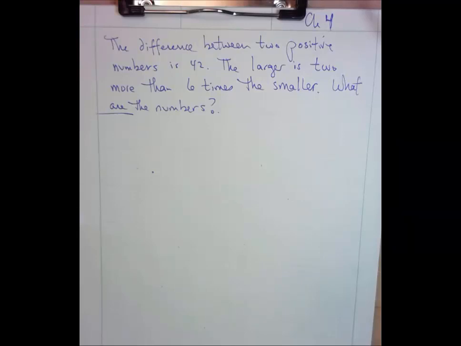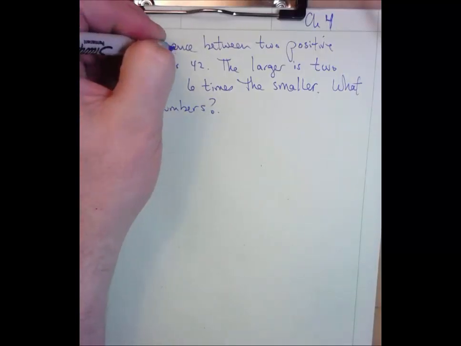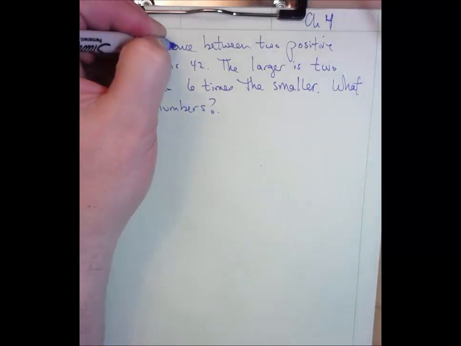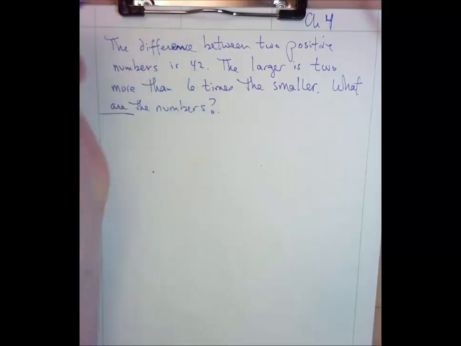So we're told that the difference, and wow, that handwriting is bad. D-I-F-F-E-R-E-N-C-E, okay, whatever. The difference between two positive numbers is 42. The larger number is 2 more than 6 times the smaller number. What are these two numbers?